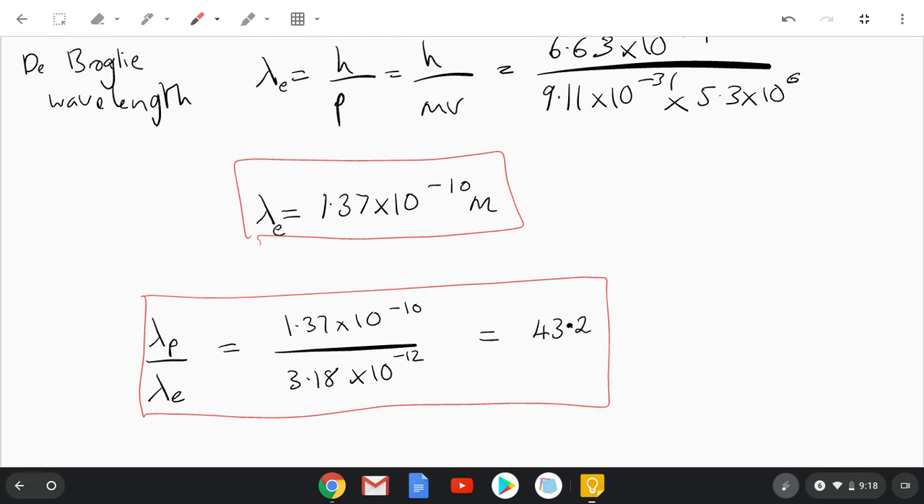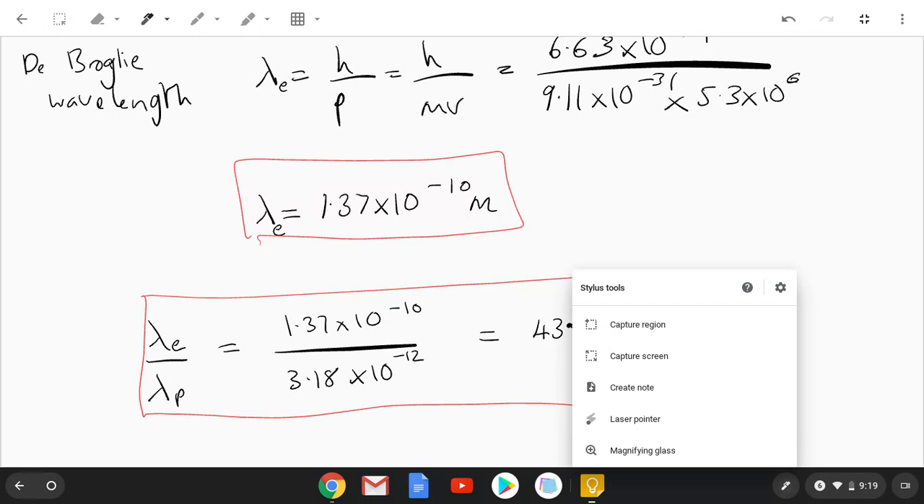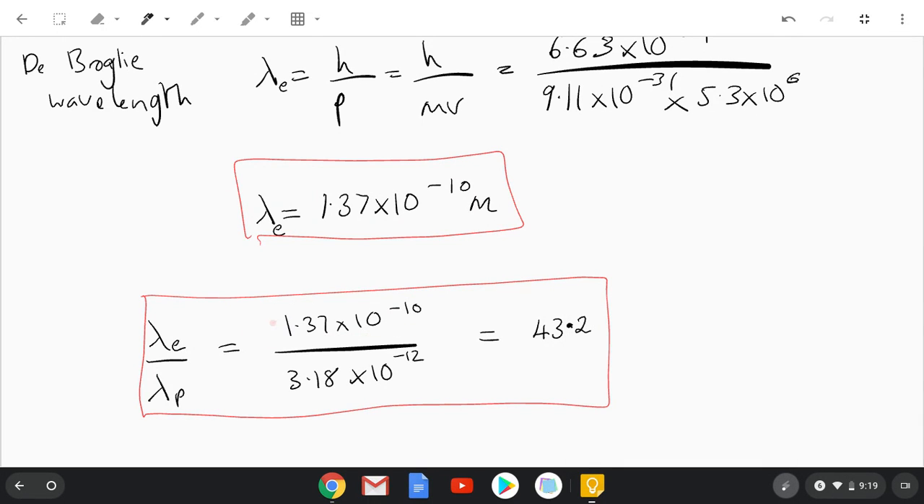the other way around. So my initial question was the de Broglie wavelength of the proton over the electron. I'll just do it, the electron over the proton. So the de Broglie wavelength of the electron is 1.37 times 10 to the minus 10, and the de Broglie wavelength for the proton is 3.18 times 10 to the minus 12. Now, that shows us that the de Broglie wavelength for the electron is 43 times larger.